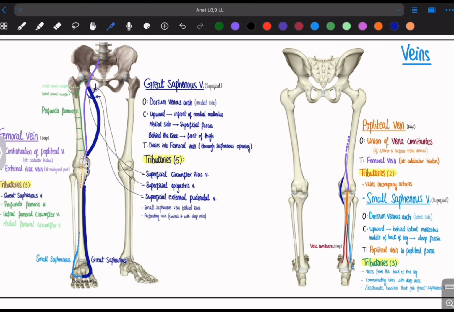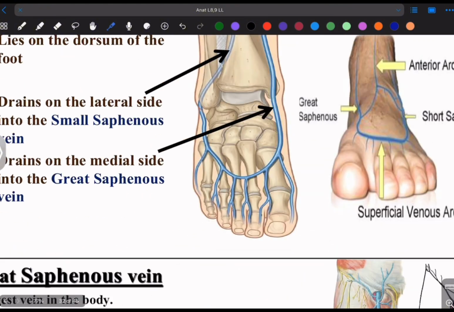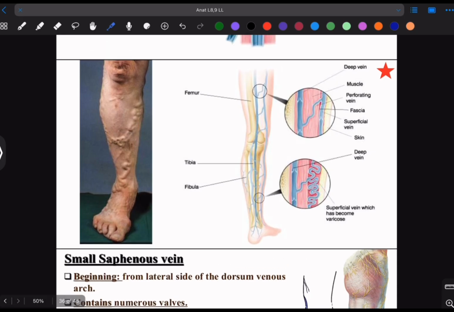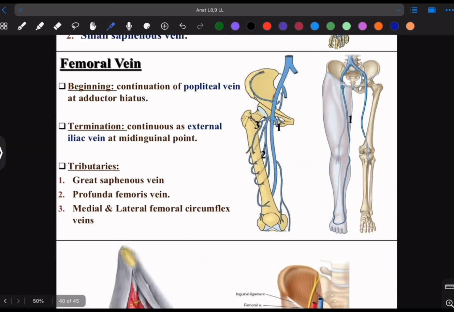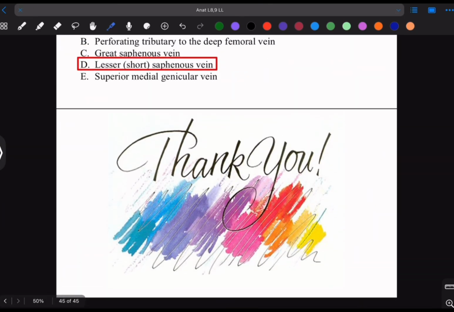Okay? So in the upper limb the majority is superficial veins and we only have 2 deep. In the lower limb we have the opposite. All of them are deep except for the saphenous. The great and small saphenous are superficial. Everything else is deep. So we're done with the lecture. Make sure you go over the clinical application, the one in stars, and the case scenarios, and good luck.